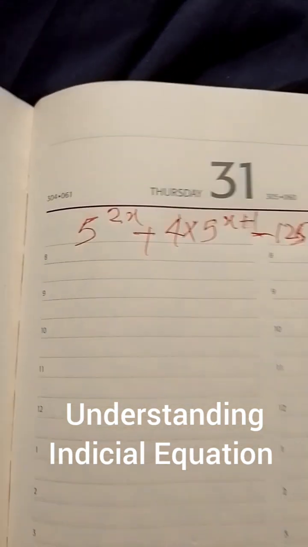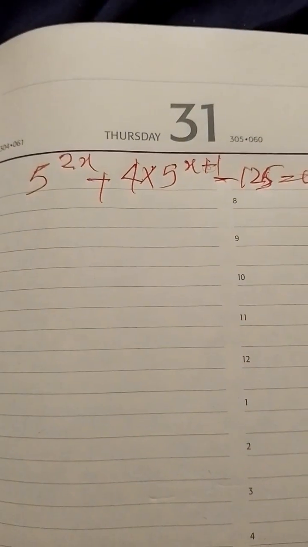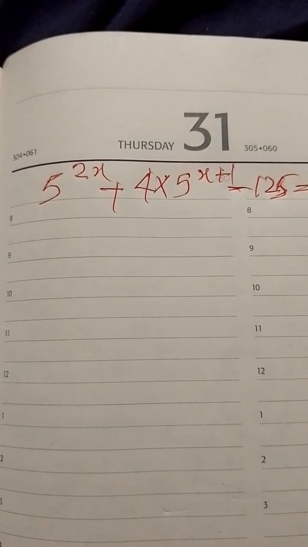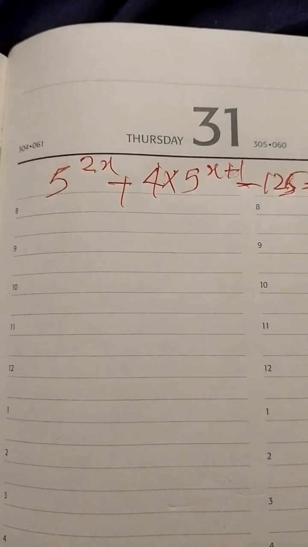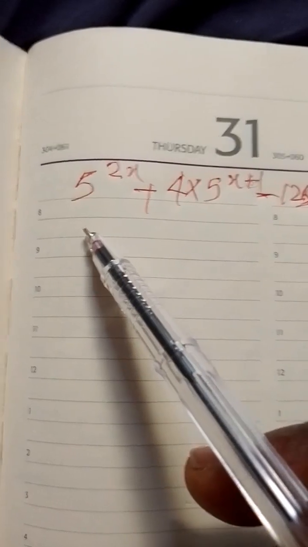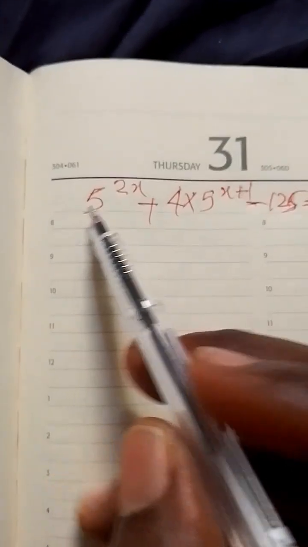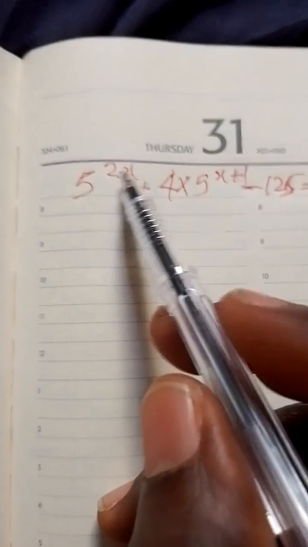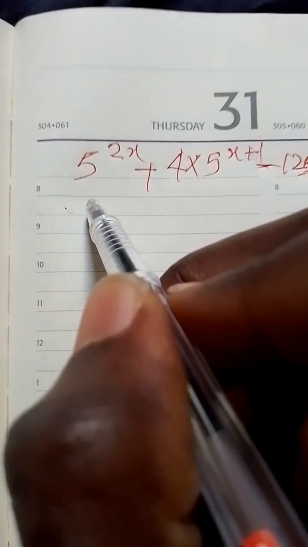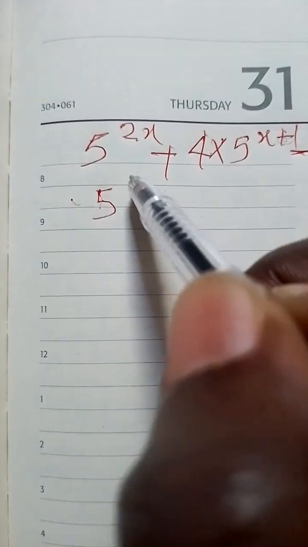Now we are still going to continue with that indicial equation, but a deeper question of the former one. In this case, there is something we are going to deal with, which is the same thing as what we dealt with in our last class. Now, here, this is 5 raised to power 2x. Before we move ahead, let me write this again.